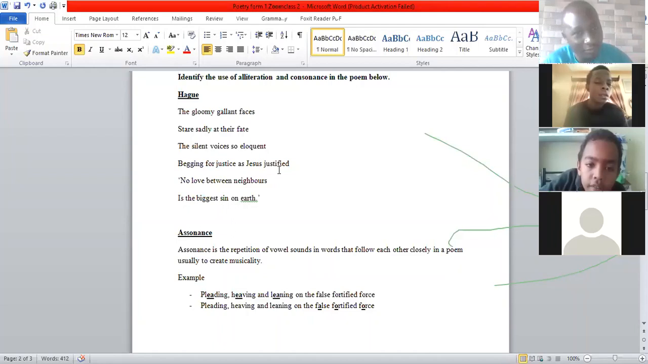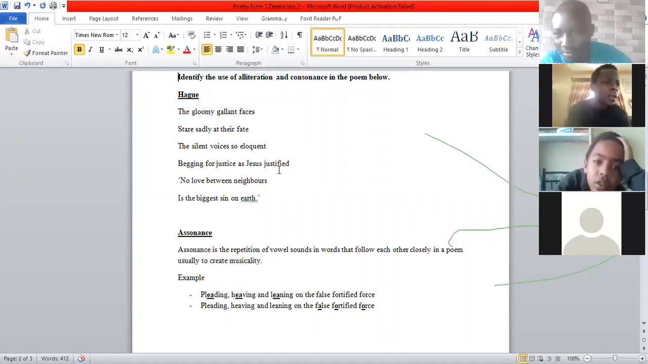The gloomy gallant faces stare sadly at their fate. The silent voices so eloquent, begging for justice as Jesus justified. No love between neighbors is the biggest sin on earth. The first one is gloomy and gallant. G. Very good, very good, very good.